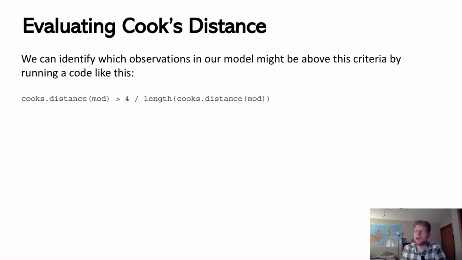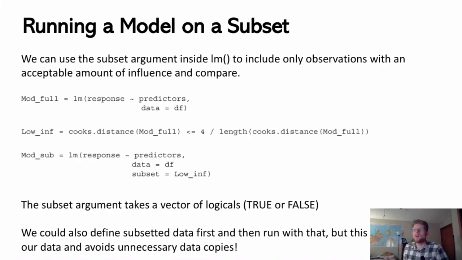This is going to produce a logical vector, meaning a list of trues and falses: true if this is the case, false if this is not true. If we set the criteria to 4 over the length, we're going to get mostly all falses, if not all falses, and maybe 1 or 2 or a handful of trues, meaning there are a couple of observations with pretty high influence. Which brings up the question, what do we do with that? We can identify observations where this is the case, but what do we do about it? Well, one option is to consider dropping them from the model and seeing how much the model changes by removing those values.